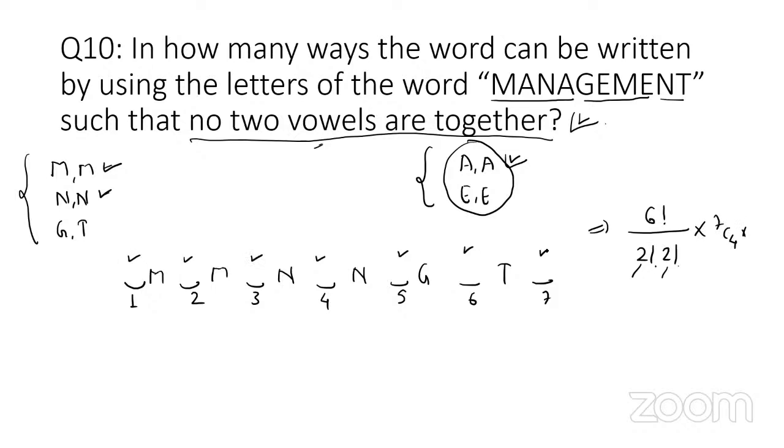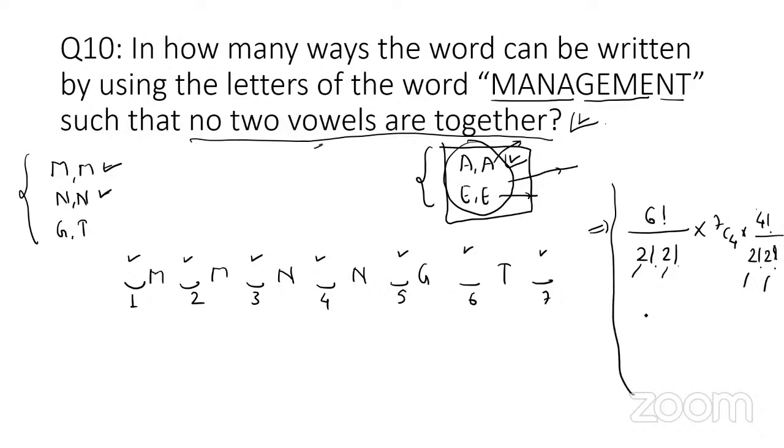After this, when we have selected the 4 gaps, we have to arrange these vowels, and these can be arranged in 4 factorial upon 2 factorial into 2 factorial ways. Why factorial 4? Because these are 4 articles. Why factorial 2? Because 2 articles are the same. Why another factorial 2? Because the other 2 articles are also the same. So this should be the final answer. I'm sure you will be able to solve this and get the final answer. I'm not doing the calculation part; I'm leaving that to you. So this is how we can solve this particular question.